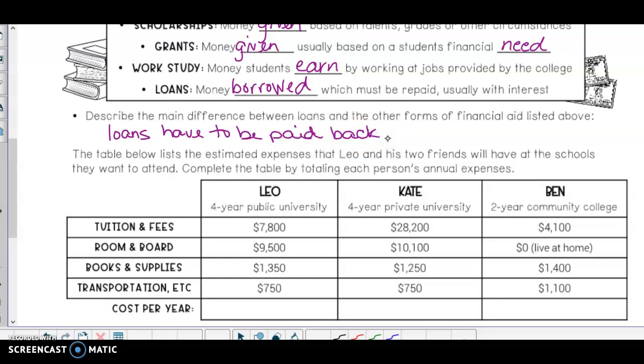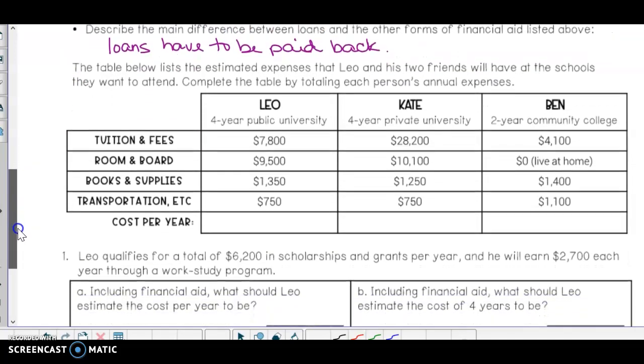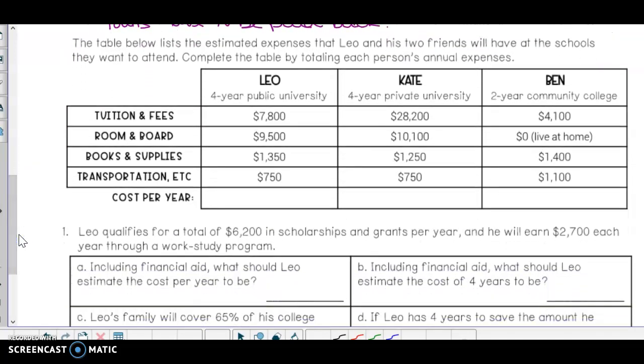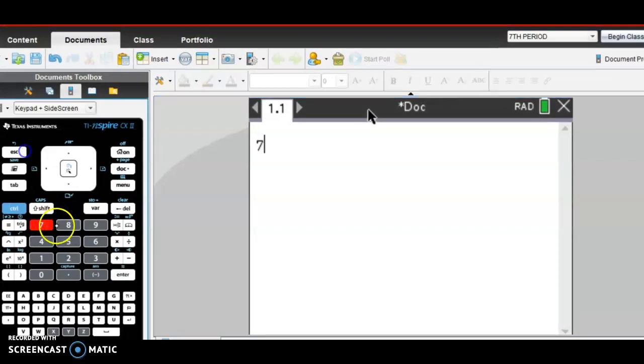So here we have a look at some different universities. We have Leo, Kate, and Ben. Leo is going to a 4-year public university, Kate is going to a 4-year private university, and Ben to a 2-year community college. And you can see all of the tuition fees, room and board, books and supplies, transportation. So to find the cost for 1 year, we would need to take and add all of these things up. And that's where our calculator is going to come in handy.